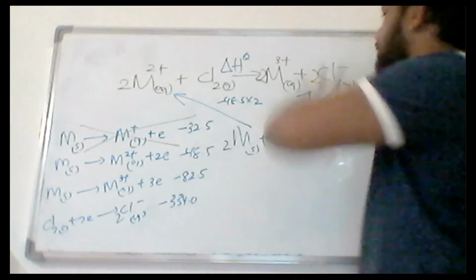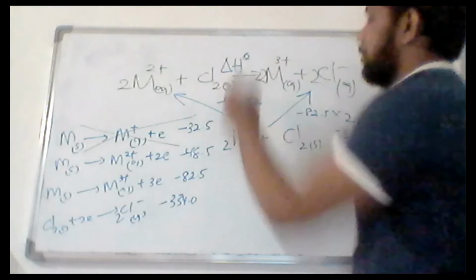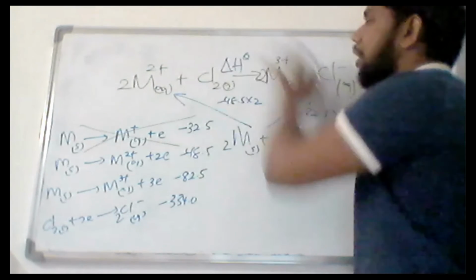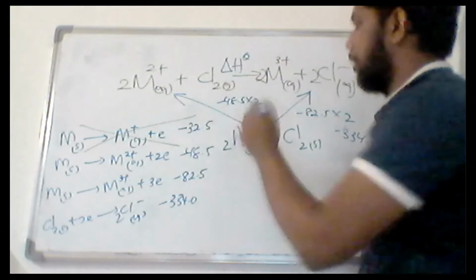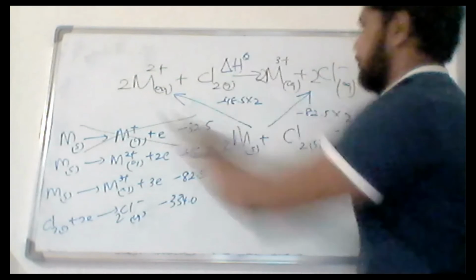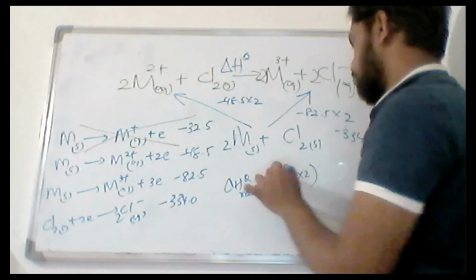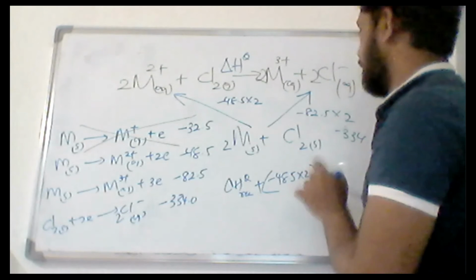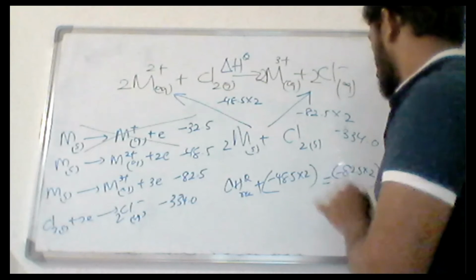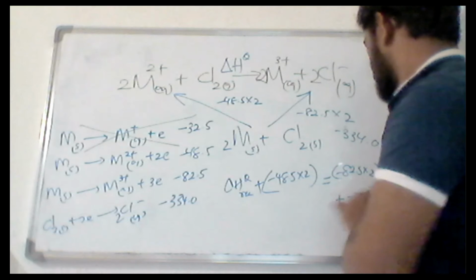Okay. Now this is a thermochemical cycle. Then you can use the right hand arrow according to Hess's law. Right hand arrows are equal to left hand. So typically delta H theta of the reaction plus minus 48.5 into 2 should be equal to minus 82.5 into 2 plus minus 334.